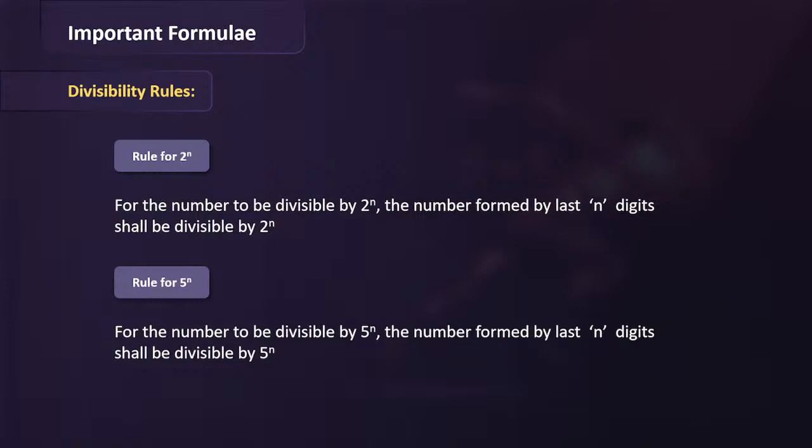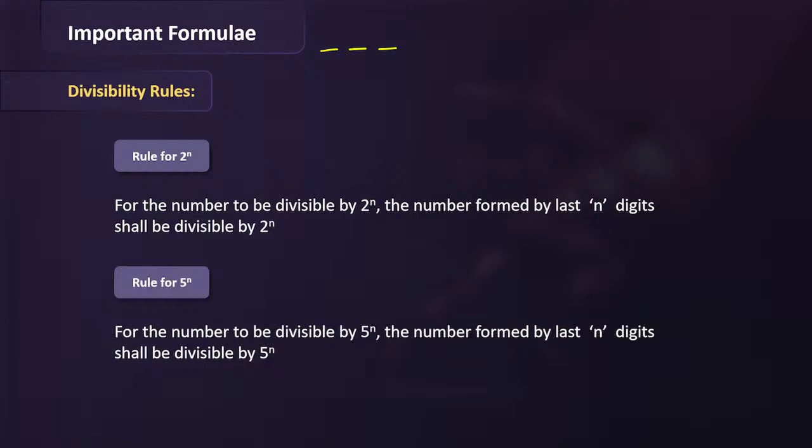The rule of 2 is you just need to check the unit digit. If the unit digit is completely divisible by 2, then the entire number will be divisible by 2. Similarly, the rule for 4 is that you check the last 2 digits of the number. If the number formed by the last 2 digits is divisible by 4, then the entire number will be divisible by 4. Similarly, for 8, you check the last 3 digits. If it is divisible by 8, then the entire number will be. And so on. For 16, you check the number formed by the last 4 digits. For 32, you check the number formed by the last 5 digits, and so on.